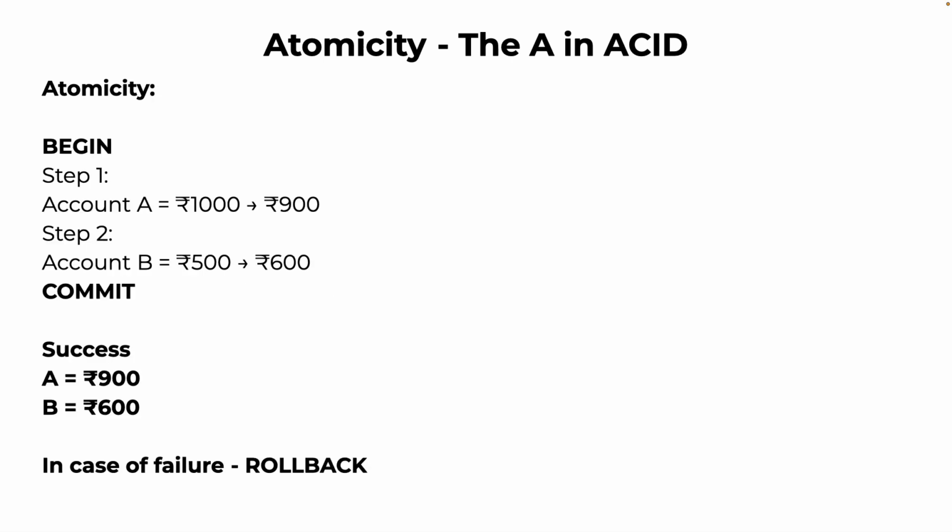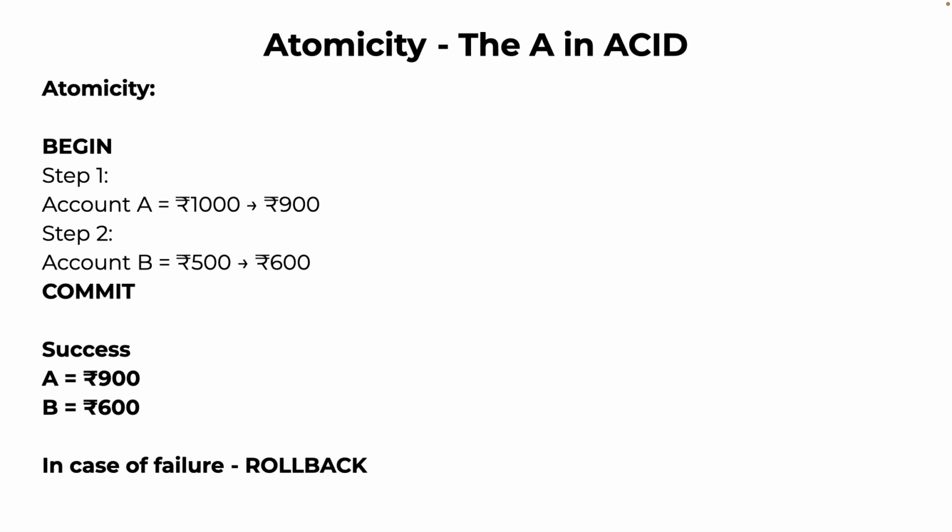Next, I'll give you a simple example. So let us understand using the banking example. Suppose account A has 1000 and account B has 500. Now, in the ideal scenario, we want to transfer rupees 100 from A to B. To complete this transaction, we need to perform two operations: deduct 100 rupees from account A, and add 100 rupees to account B.